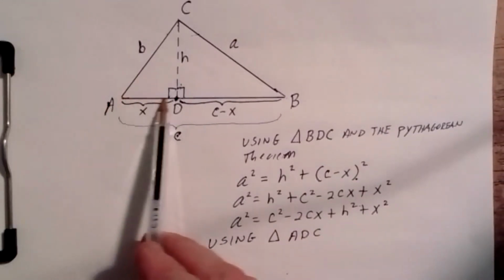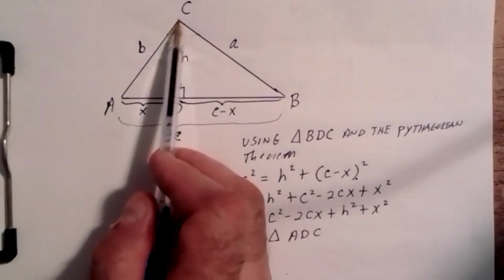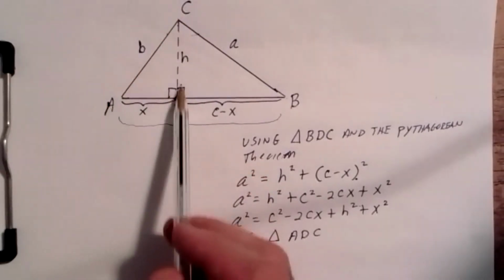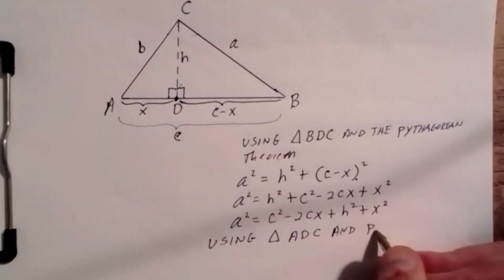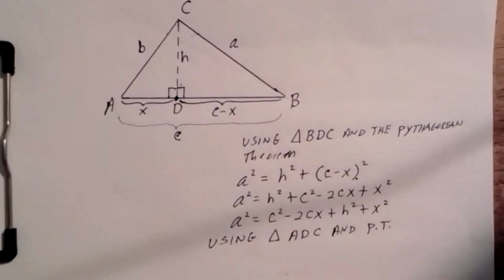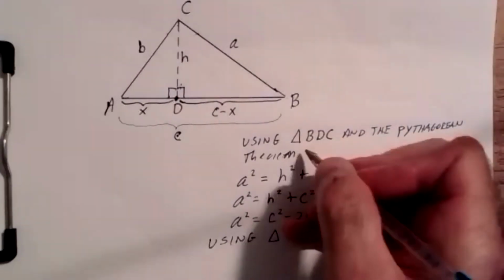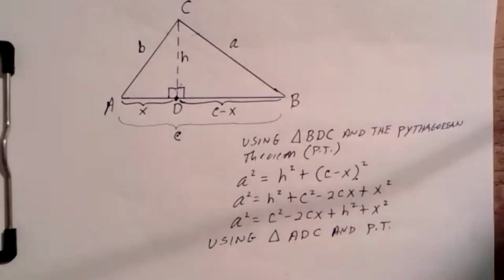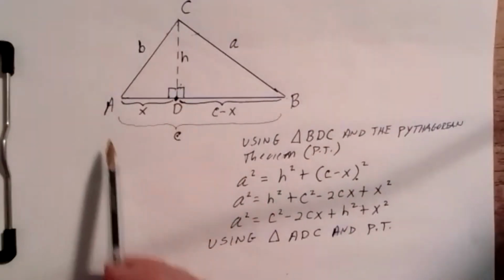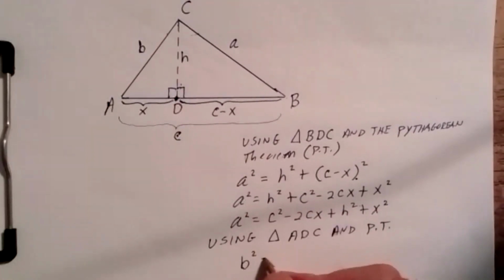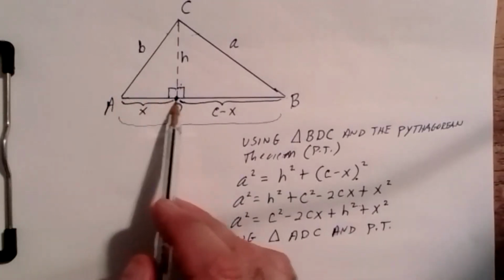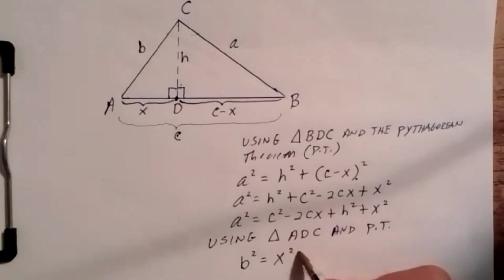ADC. Using the left right triangle now, and the Pythagorean theorem. There's PT, short for Pythagorean theorem. You agree, using triangle ADC, I can say its hypotenuse length, which is b units, so b squared is equal to what? x squared plus h squared? Do we agree?